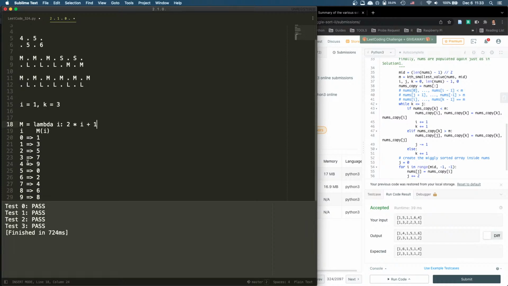So we can handle 0 to 4. But how about 5? 2 times 5 plus 1 is 11, right? So we need to wrap around. So this whole thing, we need to wrap around some value. Well, you see here, we need to wrap around, let's say n plus 1. N is the length of the array, right? So it fits this. If it's 6, 2 times 6 is 12, so 13 mod 11, that's 2. Okay, so that works.